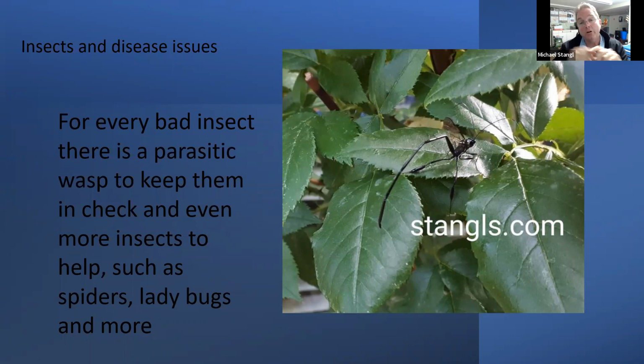I think there's only 1,700 bad insects out there. And the rest of them are all good. But every time we put on an application, we broad spectrum everything and we knock the crap out of everything. And the first thing that comes back is the bad, always.